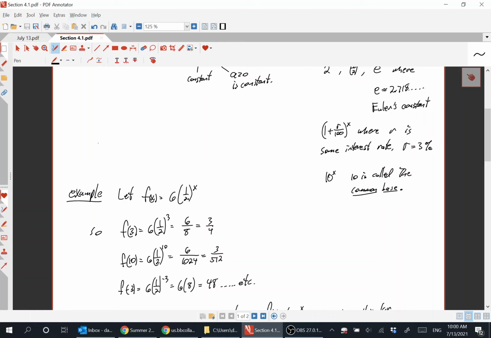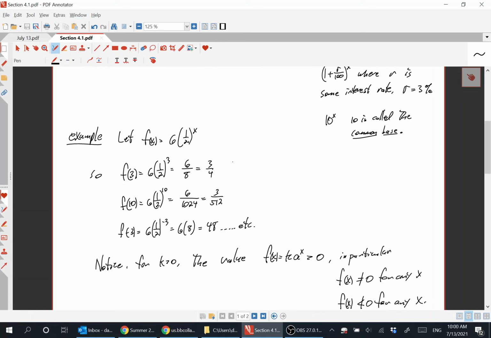Okay, so examples of exponential functions and evaluating them: if we had f of x equal to 6 times 1/2 to the x, then f of 3 is 6 times 1/2 to the third, which is 6 over 8, which is 3/4. F of negative 3 is 6 times 1/2 to the negative 3, which is 8, so you get 48, and so on and so forth.